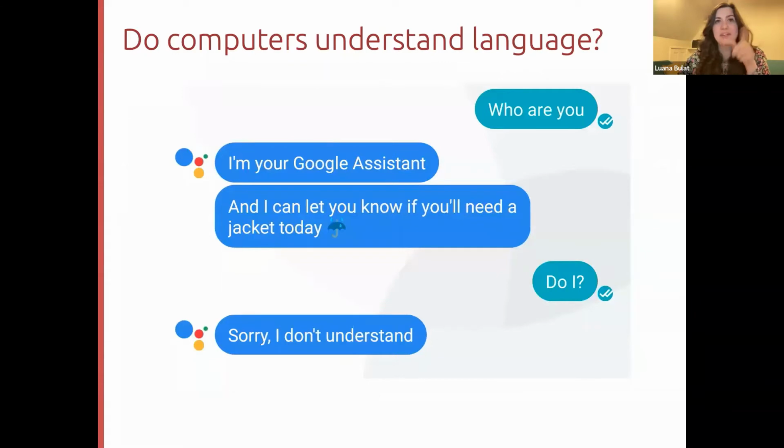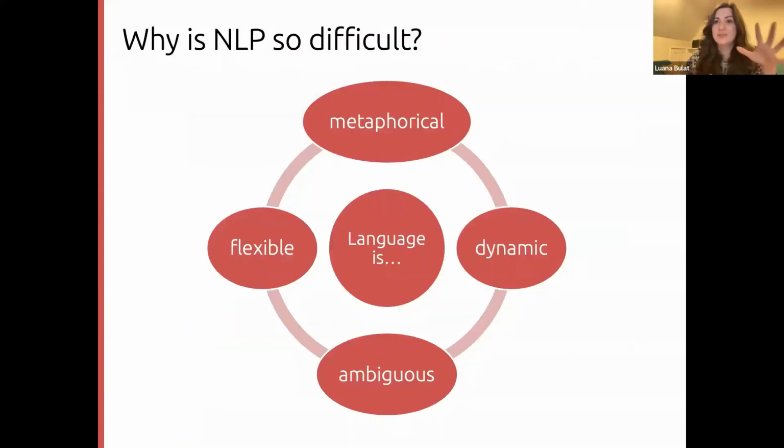And next up is Google Assistant. So who are you? I'm your Google Assistant, and I can let you know if you'll need a jacket today. Do I? Sorry, I don't understand. Now, of course, it looks like the assistant hasn't memorized what happened previously in the conversation, which is obviously not what we want to happen in real life dialogues. So clearly, there's much more work that we have to do.